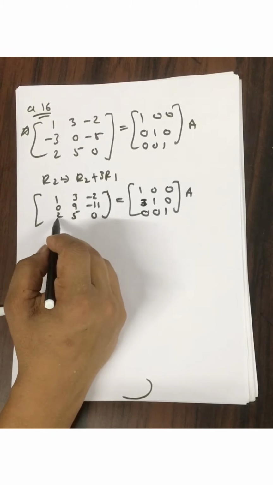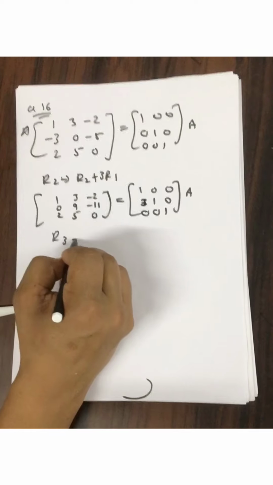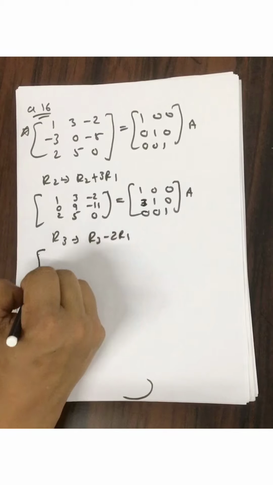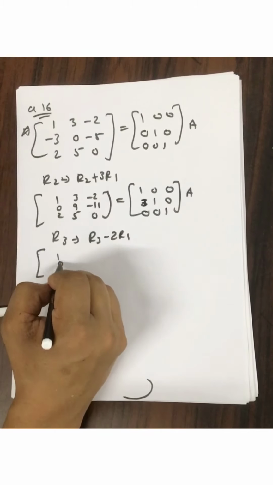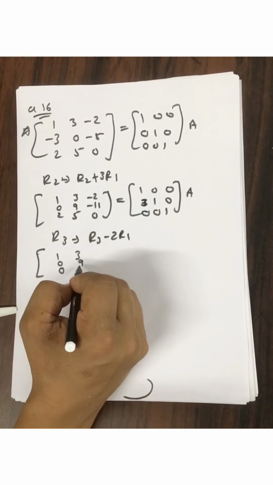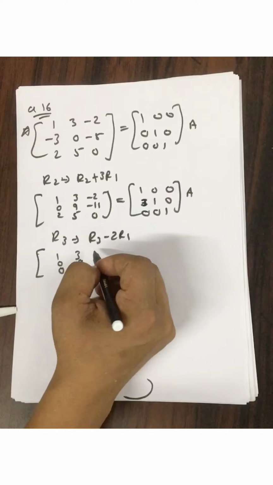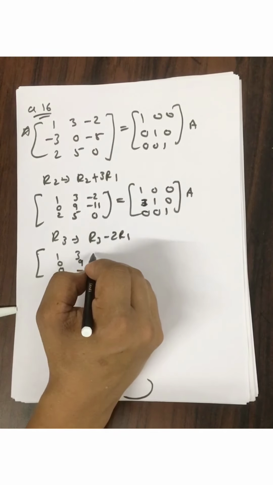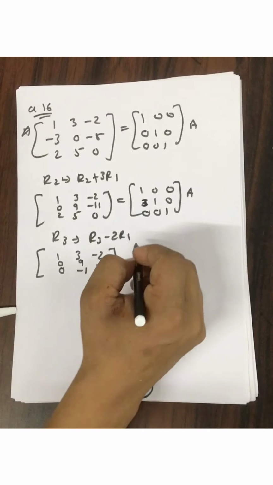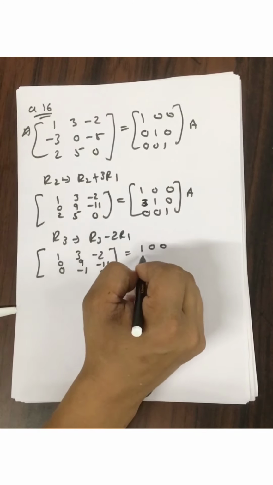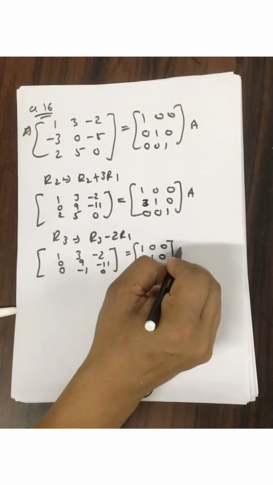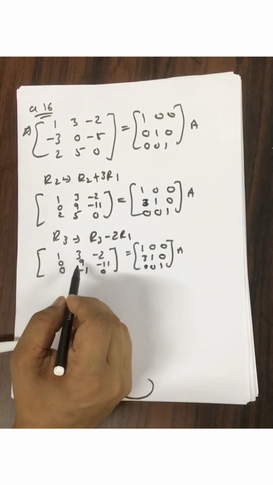Now we have to get 3, 0. So this minus 2 into this R3, R3 minus 2 R1. So this will become what? 1, 0, 0, 3, 9, minus 1, and this will become minus 2, minus 11 and 0. Correct? You can 3, 1, 0, 0, 0, 1.